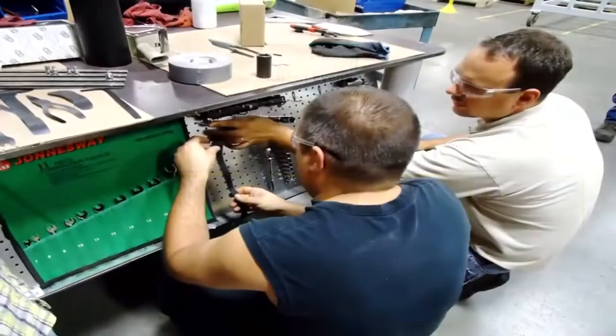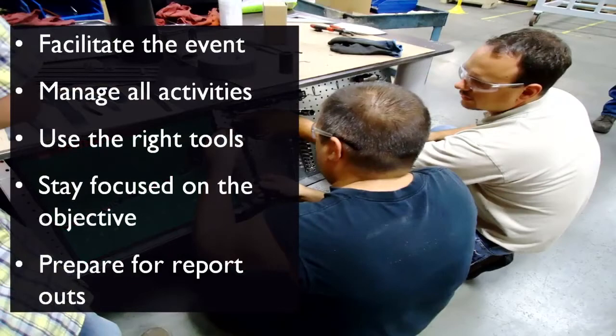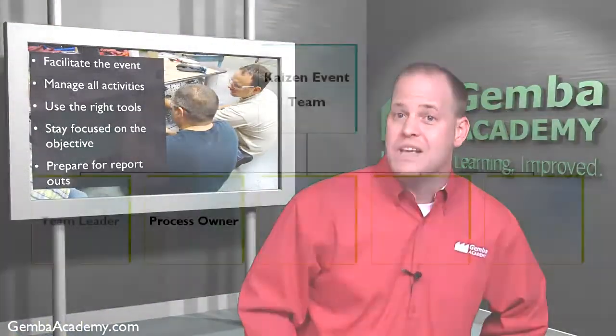The first role is the Kaizen team leader. This person's main responsibility is to facilitate the event while also developing people. The Kaizen team leader will also manage the activities of the Kaizen team while ensuring the team is using the right tool for the job. The team leader will also help the team stay focused on the objective of the event. Finally, the team leader will help the team prepare for all event report outs, which we'll learn more about later in the course.